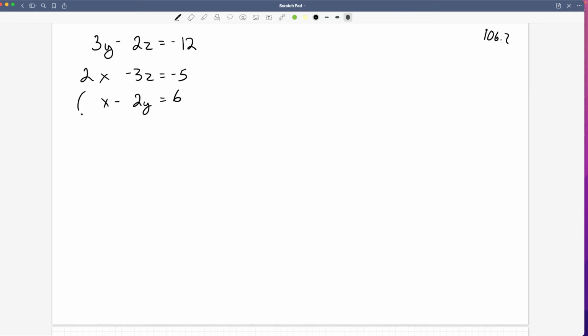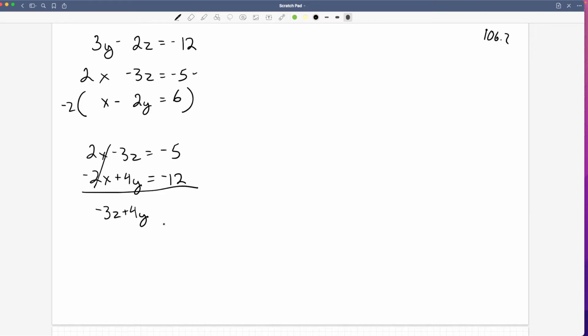So what I'm going to do is multiply this by a negative 2. So then I have 2x minus 3z equals negative 5. That's this one. This would be negative 2x. Negative 2 times negative 2, that's going to be a positive 4y. And that's going to be a negative 12. So these will cancel. I have a negative 3z plus 4y is equal to a negative 17.